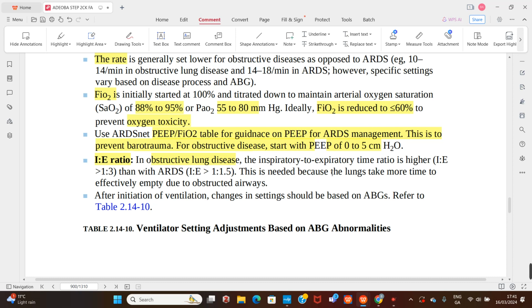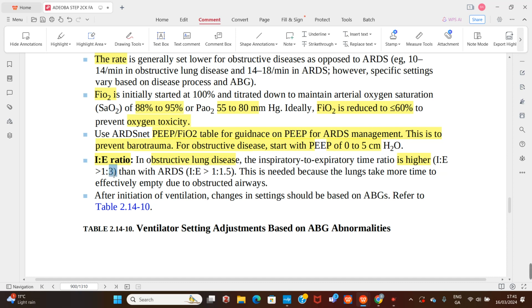So the inspiratory to expiratory time ratio is higher. So please forget about this higher stuff. The most important thing is to look at the values, because some people will be talking higher, some people will be talking lower. It can be confusing. Me, I don't use inspiratory to expiratory time. I look at the value. Okay, 1:3. Yeah, this one is actually higher than 1:1.5.